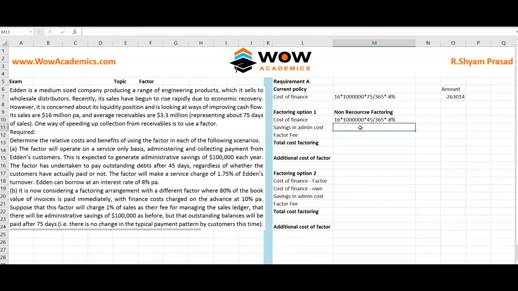And next we'll move on to the savings in administration cost. This is expected to generate administration savings of 1 lakh. So 1 lakh is a positive number. The next one is the factor fee. The factor fee is 1.75% of the turnover. So we'll take this number and we can simply multiply. Of the sales, the factor will take 1.75 as the fee. So we can copy and we can now do the answer.